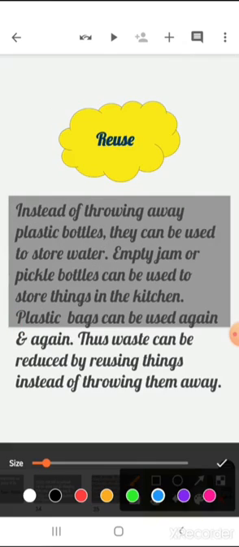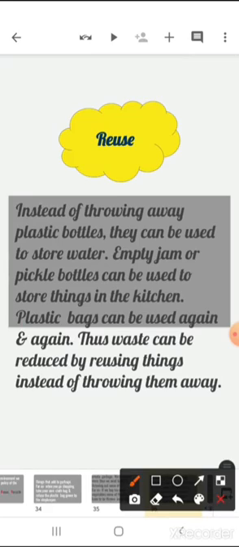Now next, reuse. What? Reuse. Instead of throwing away plastic bottles, they can be used to store water. Empty jars or pickle bottles can be used to store things in the kitchen. Plastic bags can be used again and again. Thus, waste can be reduced by reusing things instead of throwing them away.